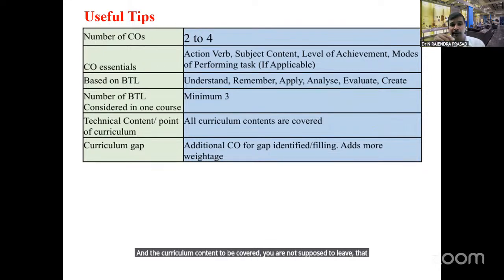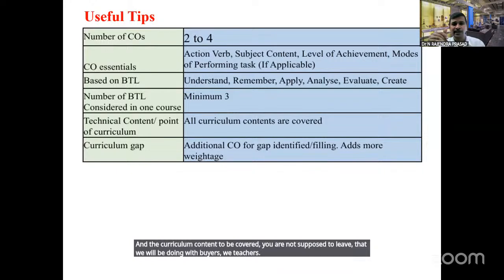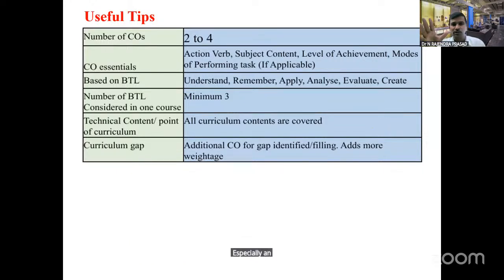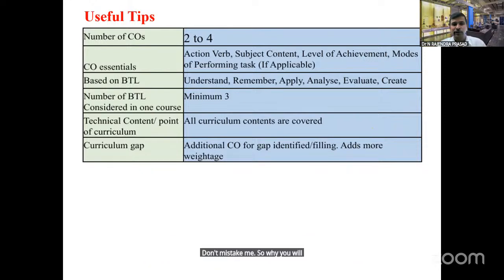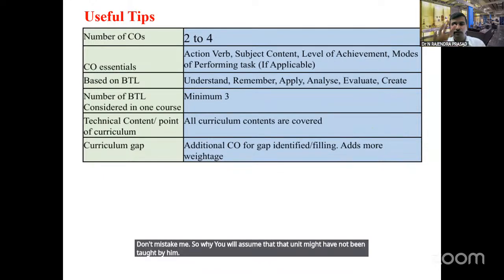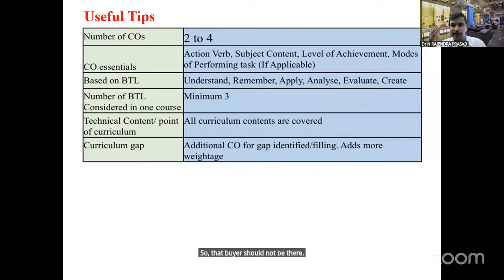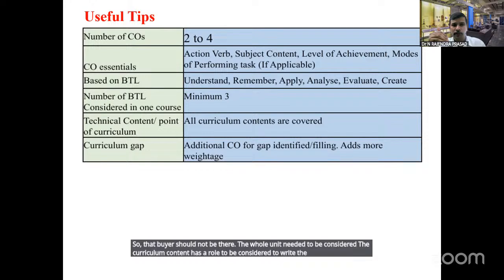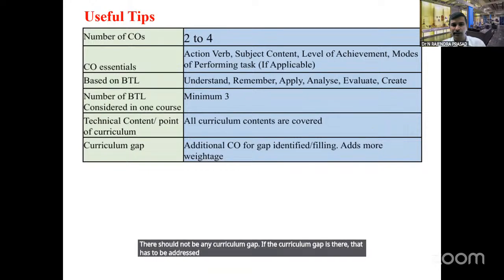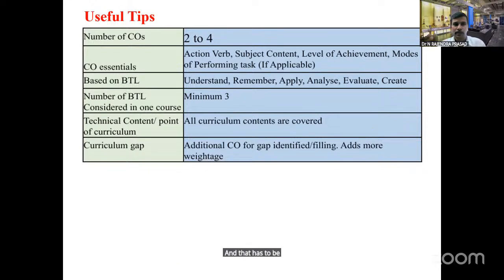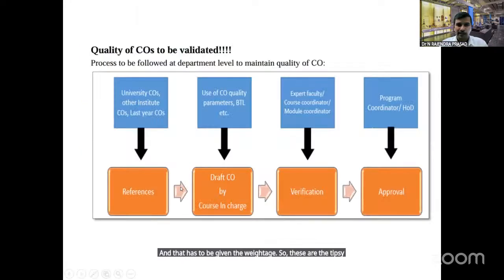That we will be doing with bias, we teachers. Especially an expert teacher who is setting the question paper will be putting the questions from only 1 unit or 2 units. He will ignore another unit. Don't mistake me. So why? He will assume that that unit might not have been taught by him. So that bias should not be there. The whole unit needs to be considered. The curriculum content as a whole is to be considered to write the CO. There should not be any curriculum gap. If a curriculum gap is there, that has to be addressed, that has to be filled, and that has to be given the weightage. So these are the tips you have to keep in your mind.